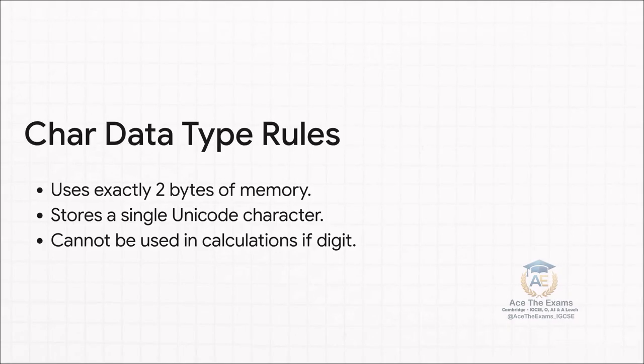Now, there are some pretty strict rules governing the char data type. It uses exactly 2 bytes of memory to store a single Unicode character. But here's the classic exam trap you need to watch out for. If your char holds a digit, let's say the number 6, you absolutely cannot use it in a mathematical calculation. If you try to multiply that 6, it's going to instantly break your algorithm. Why? Because the computer sees it as a text symbol, not a mathematical value.